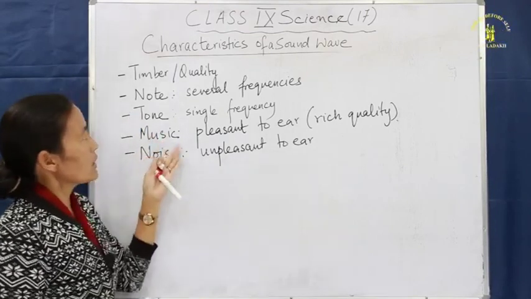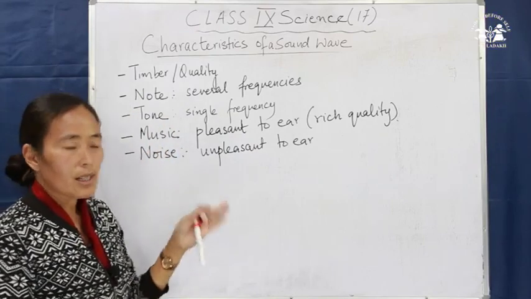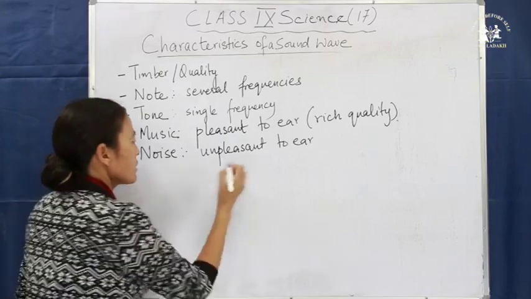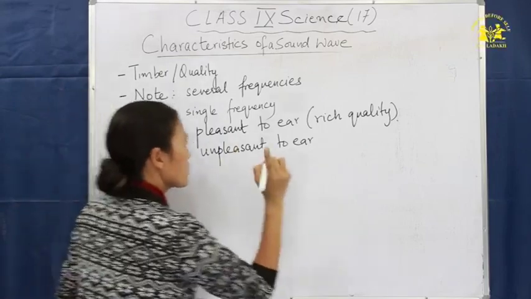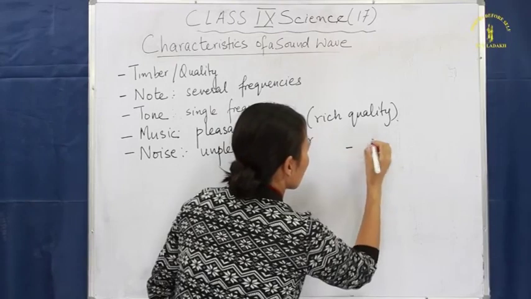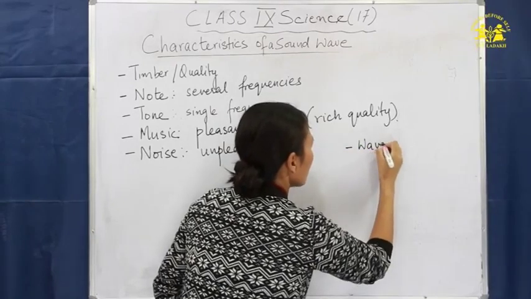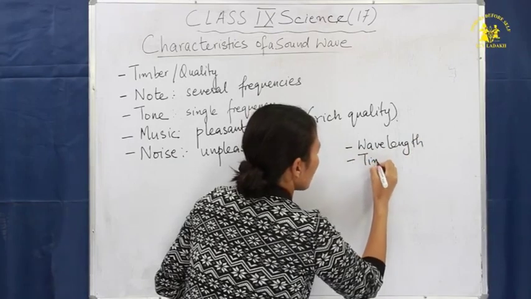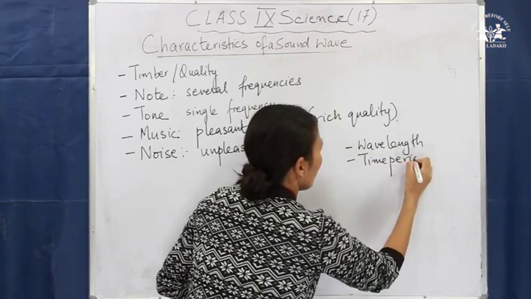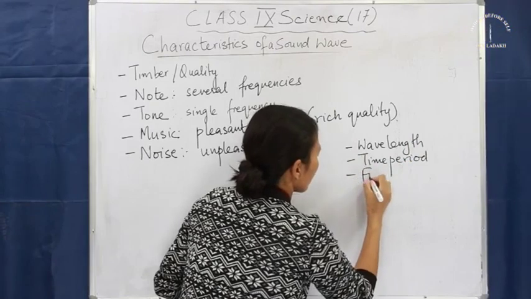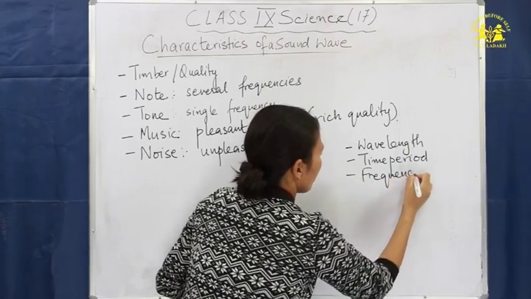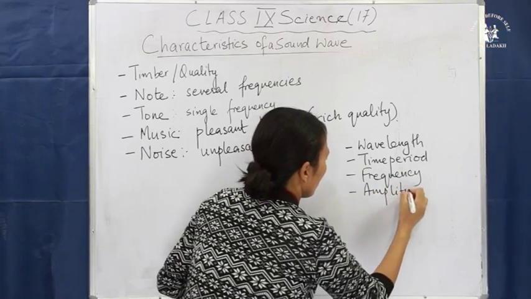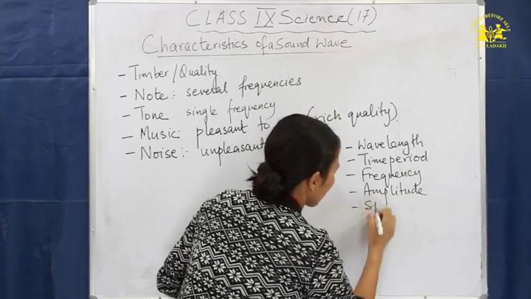Those are the characteristics of sound. To sum up, the characteristics of a sound wave are wavelength, then time period, frequency, amplitude, and speed of sound.